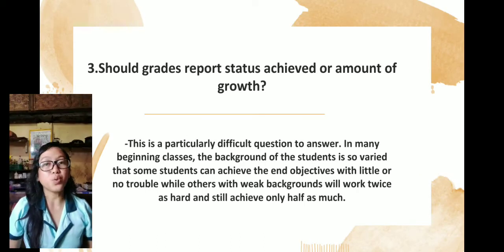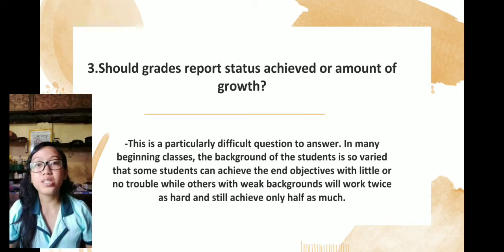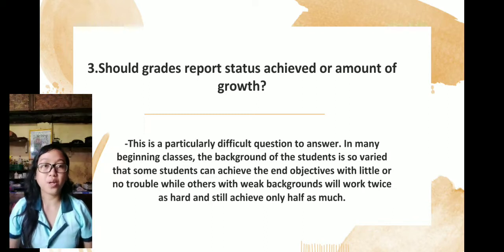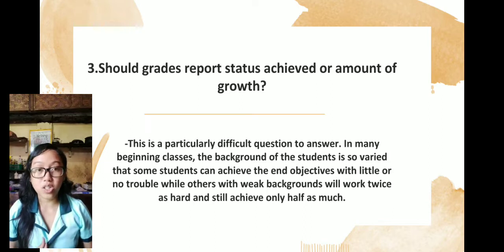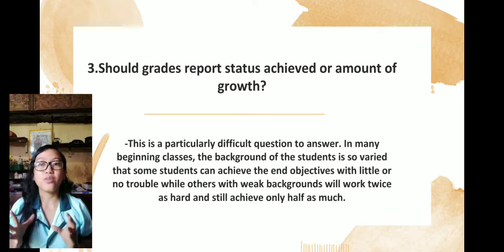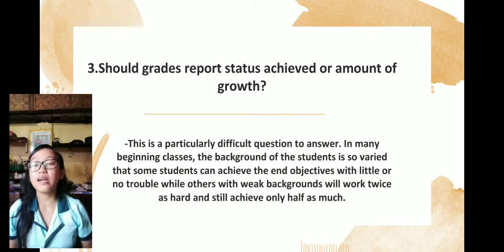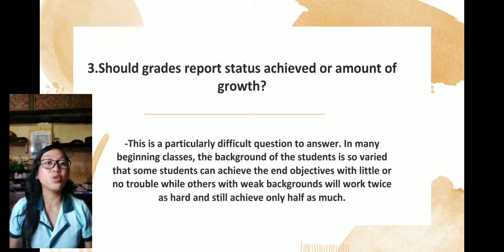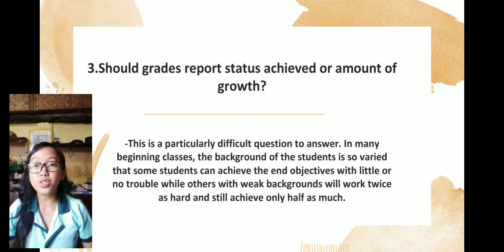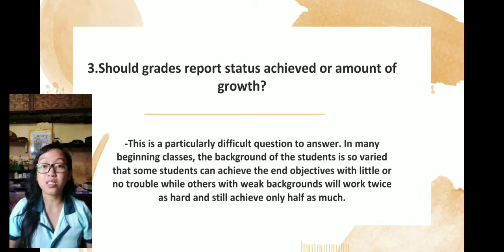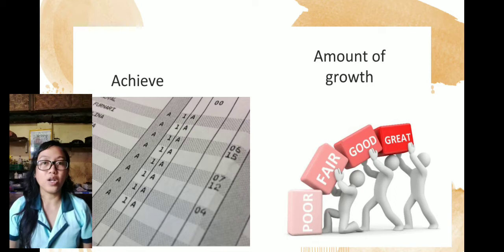Now let's proceed to question 3. Should grades report status achieved or amount of growth? This is a particularly difficult question to answer. In many beginning classes, the background of students is also varied, so that some students can achieve the end objectives with little or no trouble, while others with weak backgrounds will work twice as hard and still achieve only half as much.